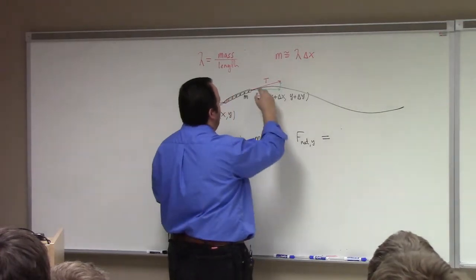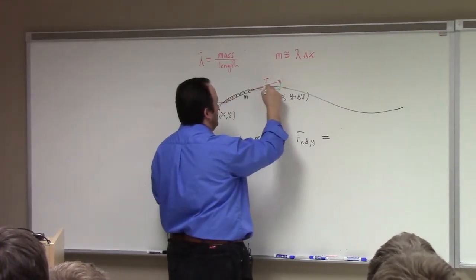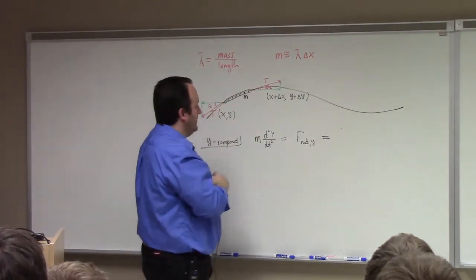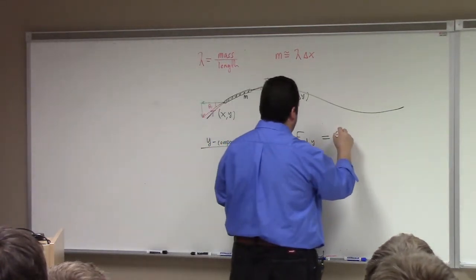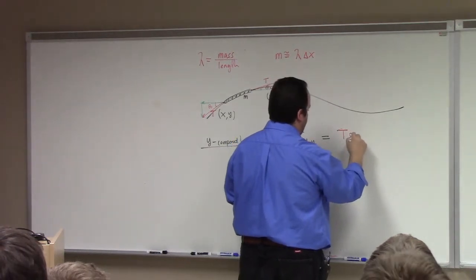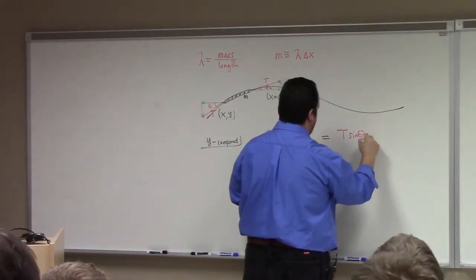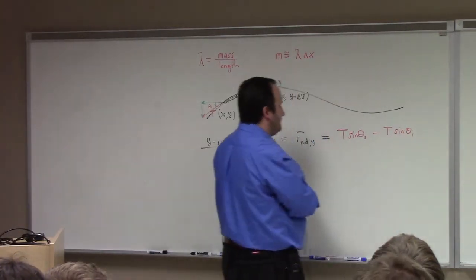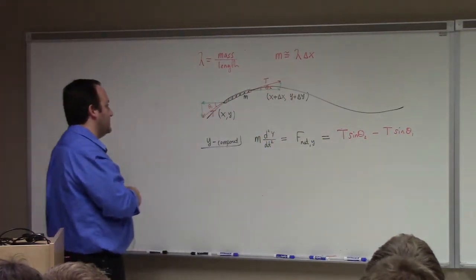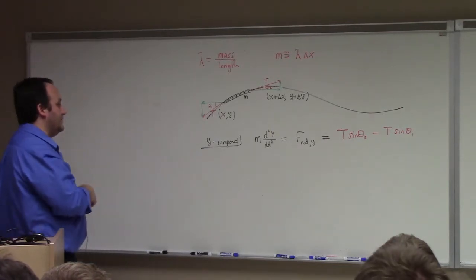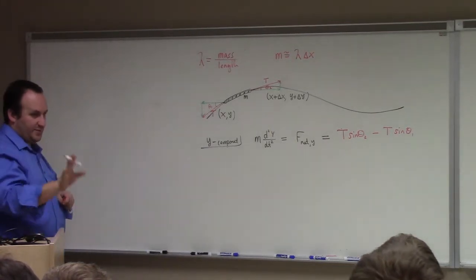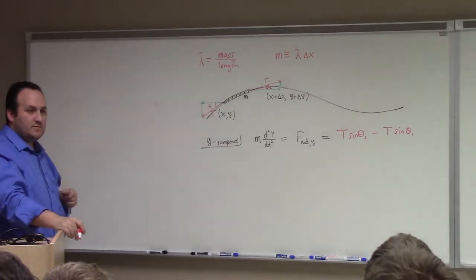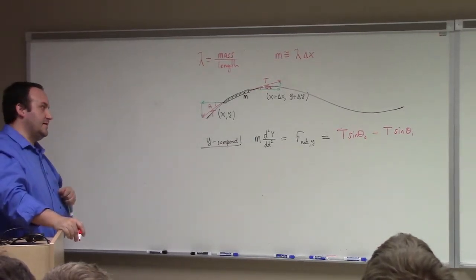Yeah, I think you're right. I mean, if I could call this theta 2, and if I was to call this theta 1 or something like that, then yeah, I'm totally on board with that. This would be T sine theta 2 minus T sine theta 1, right? But I need to somehow, I mean, that's not wrong. Totally on board with that. But I need to somehow relate it to the slope of the curve there.